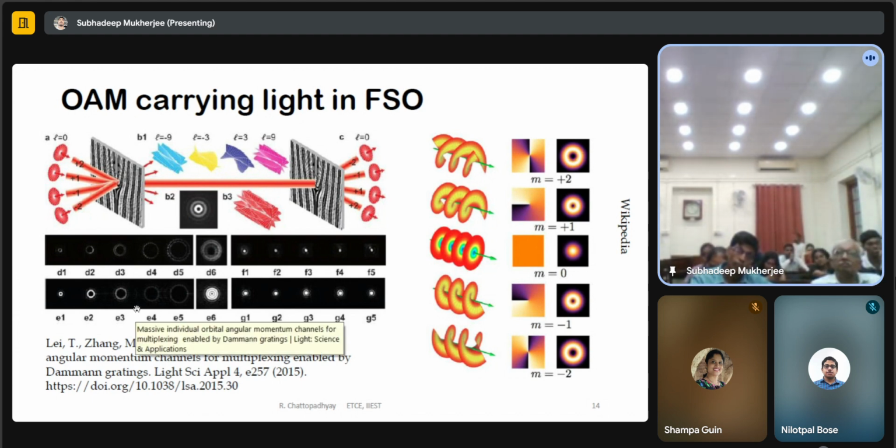So the intensity distribution is annular, right? Because there is no intensity at the center. But as we go on to higher L order, the ring radius will keep on increasing. And all these modes are eigenmodes, so they are orthogonal to each other, right? So we can use this for creating channels in our communication system.